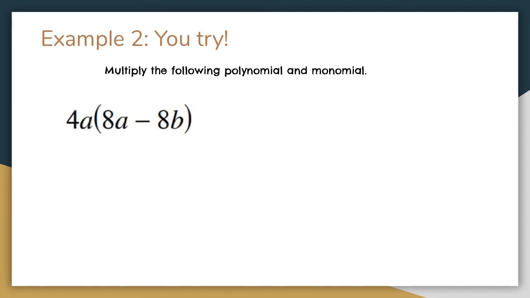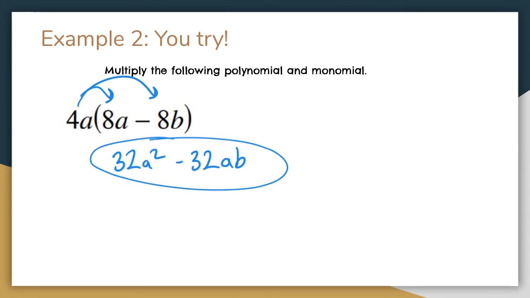Now for this one, you go ahead and try it out, and then I'll show the answer after a moment. Now that you've tried it, let's check your work. I'm going to take 4a times 8a. That's going to give me 32a squared. Then 4a times negative 8b. That's going to give me negative 32ab, because it's just a times b. I wouldn't write a squared or b squared. It's just a times b. That should be what you found.